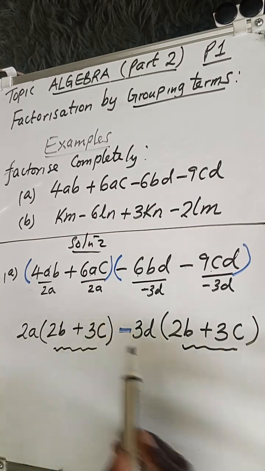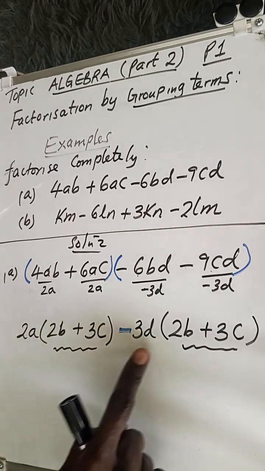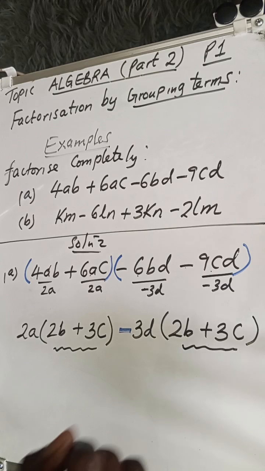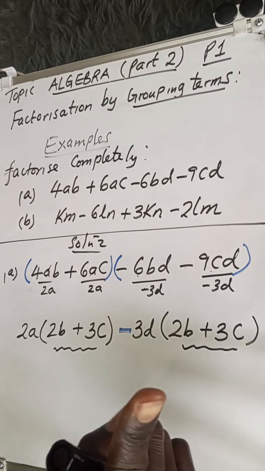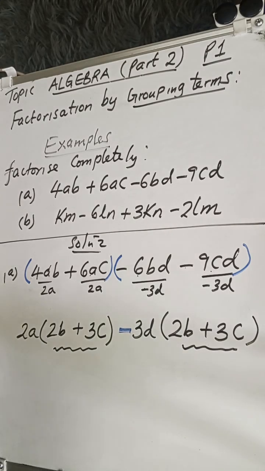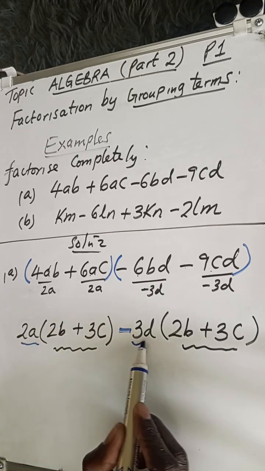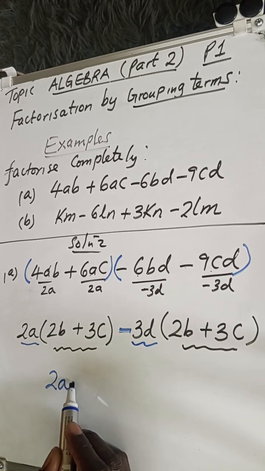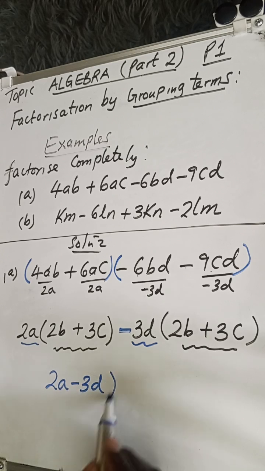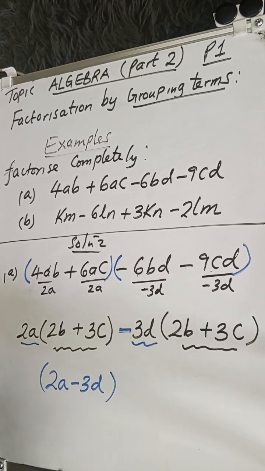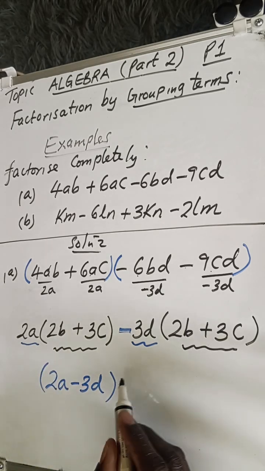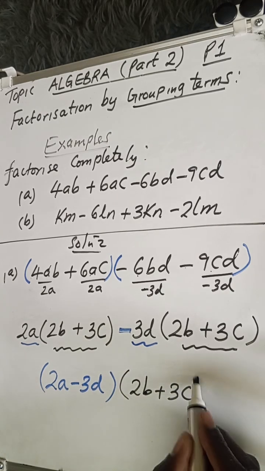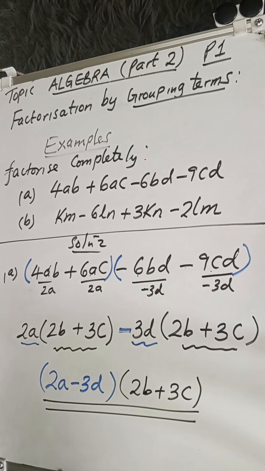Now at this point, we are going to group what is outside of the bracket, because what is inside the bracket is exactly the same. So only pick up one bracket. Grouping what is outside, I'm going to have 2A minus 3D in a bracket. Then you pick up one of these brackets, because they are the same, so it will be 2B plus 3C. Then it simply means you would have factorized.